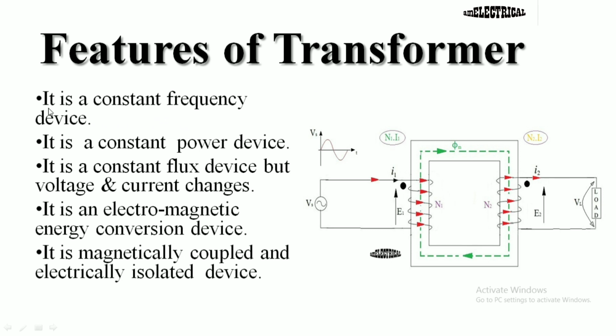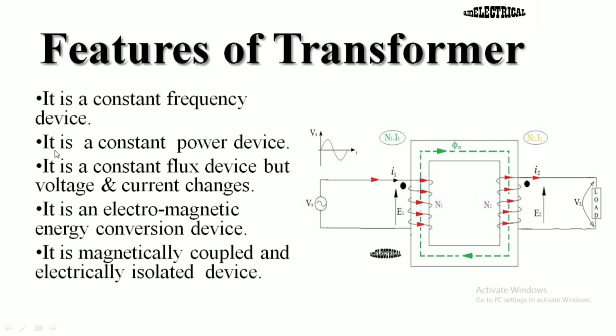First, we will see it is a constant frequency device. Every country has its own fixed frequency. We have already told that in India the frequency is 50 Hz. Whether it is a device or any type of machine, if it uses AC alternating current, then for that current in India the frequency is 50 Hz and that is fixed.